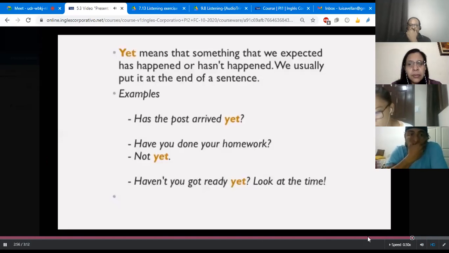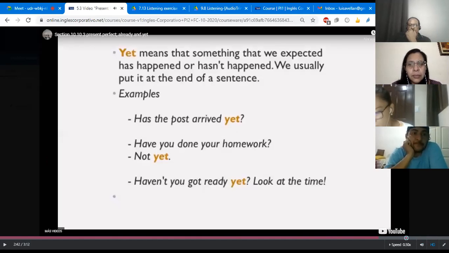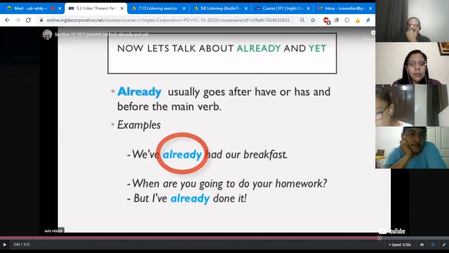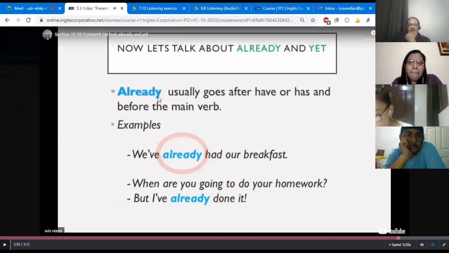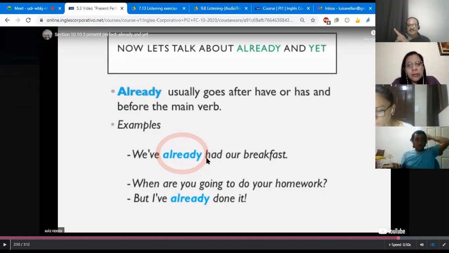We usually put it at the end of a sentence before the main verb. Examples: We have already had our breakfast. When are you going to do your homework? But I've already done it. If you see here, "already" goes after have or has, before the main verb: we have already had, have already done it, in affirmative sentences, okay?